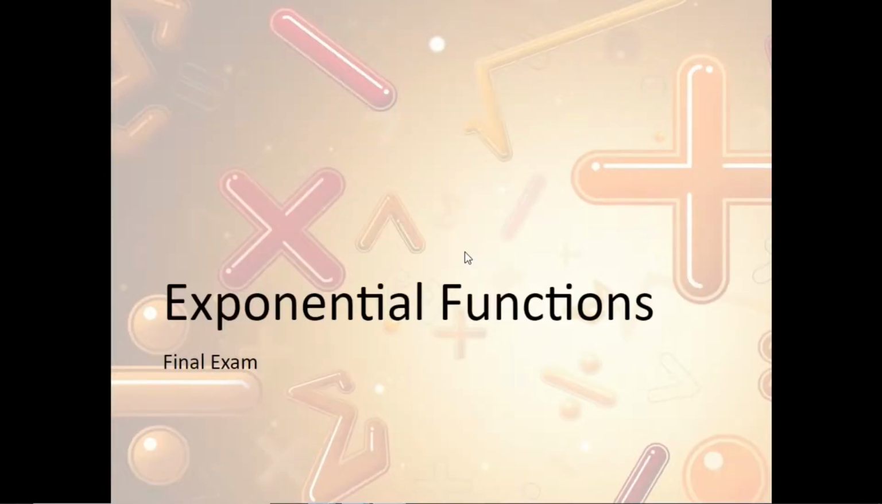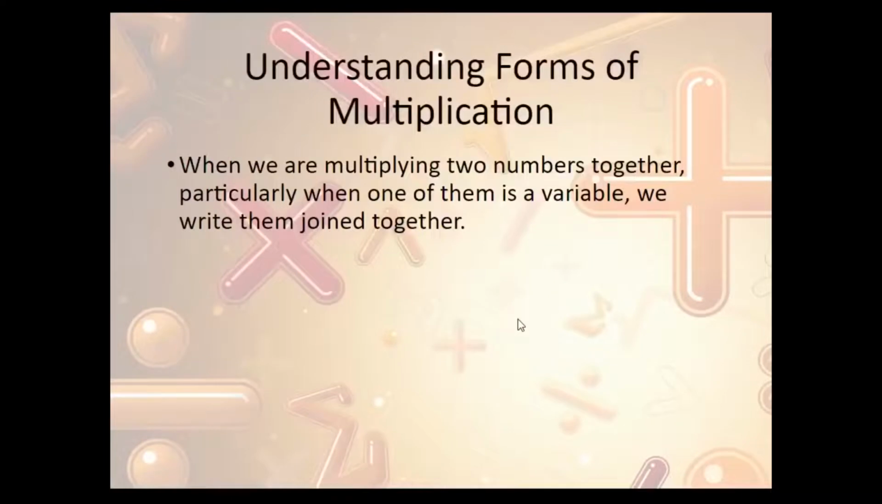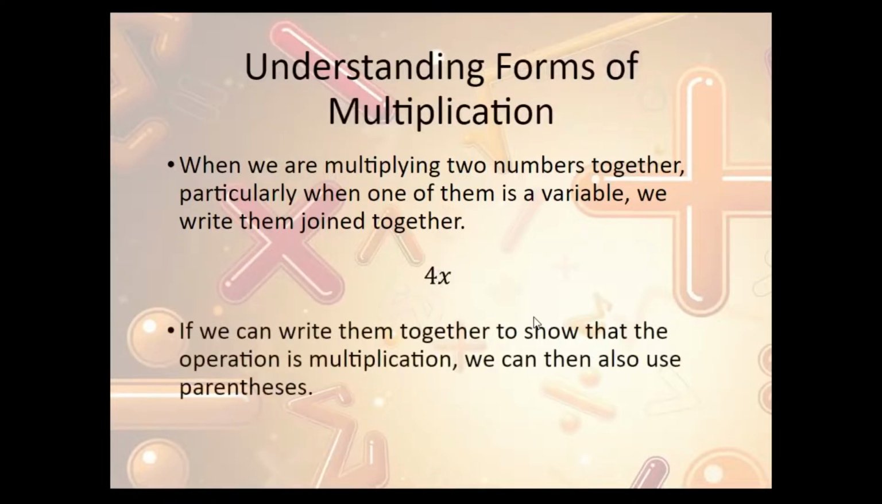Now let's take a look at exponential functions. Understanding multiple forms of multiplication. So when we are multiplying two numbers together, particularly when one of them is a variable, we write them as joined together. So we write them like this. So we're multiplying 4 times x. So we write them joined together. We can also use parentheses to do this. So we can write 4 and then parentheses x. They mean exactly the same thing. They're just giving indication of multiplication.